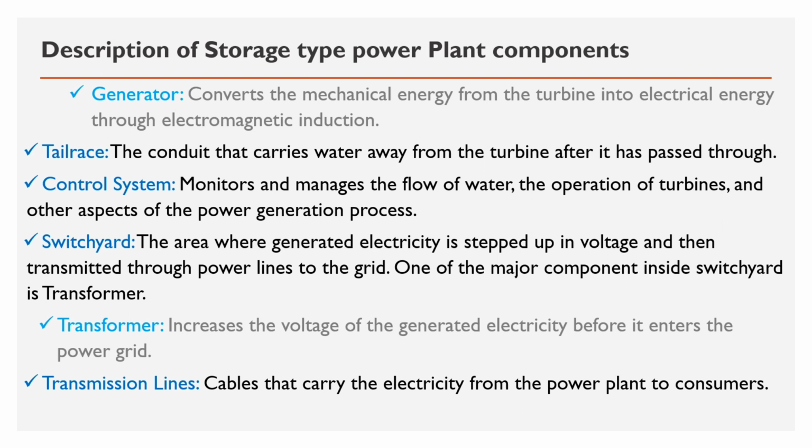Control system, monitors and manages the flow of water, the operation of turbines, and other aspects of the power generation process. Switchyard, the area where generated electricity is stepped up in voltage and then transmitted through power lines to the grid. One of the major components inside the switchyard is the transformer. Transformer, increases the voltage of the generated electricity before it enters the power grid.